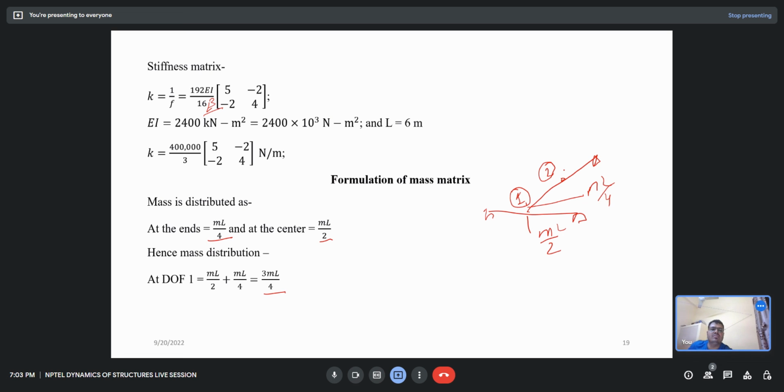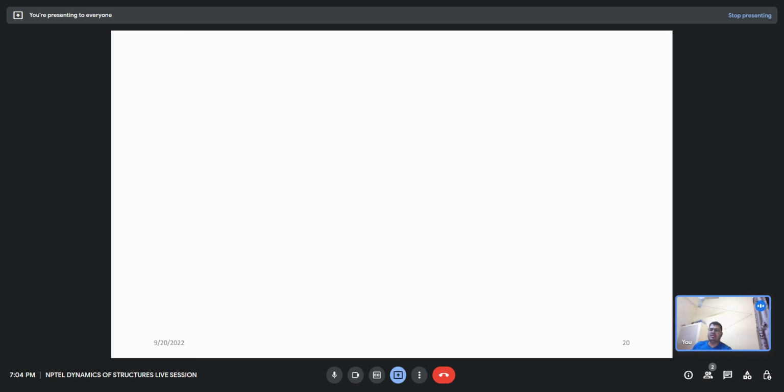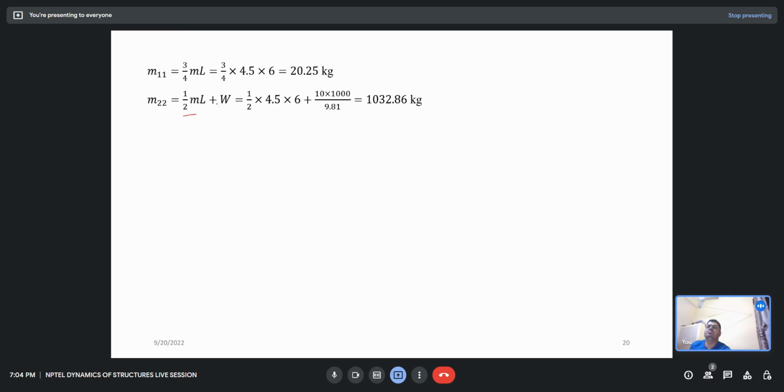Now at this degree of freedom, the mass is ml by 2 plus the extra mass of the weighing machine, 10 kilonewton. So at degree of freedom 2, the mass is ml by 2, so m11 is 20.25 and m22 is ml by 2 plus the 10 kilonewton mass distribution. So the mass matrix becomes 20.25, 0, 0, 1032.86 kilogram.